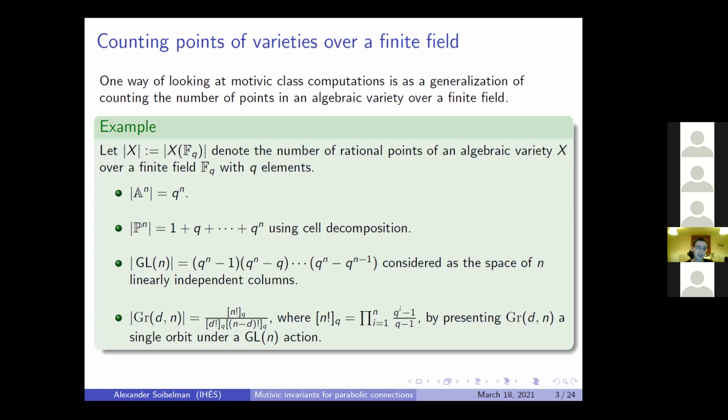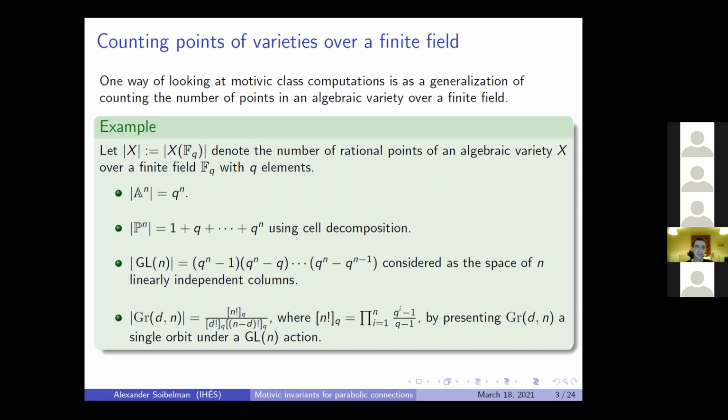For GL_n, it's also not terribly complicated. You can think of this as a space of linearly independent column vectors, and figure out how many ways you can get one linearly independent column vector, which is just any non-zero vector, so that's q^n minus 1. How many ways can you get two linearly independent column vectors? That's one non-zero vector, and then anything linearly independent from that, so it's (q^n minus 1) times (q^n minus q), and so on and so forth. You get a product like this, which gives the number of points in GL_n.